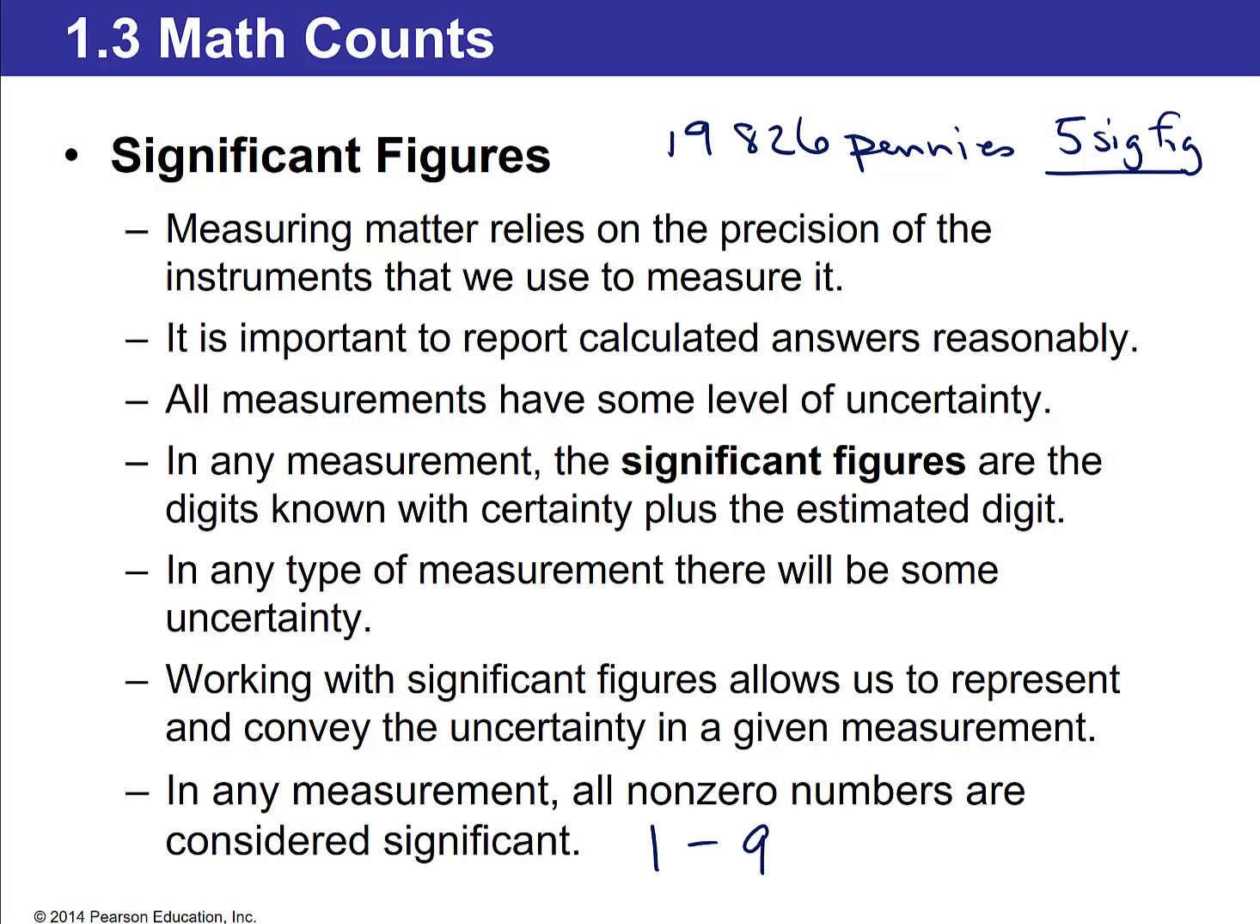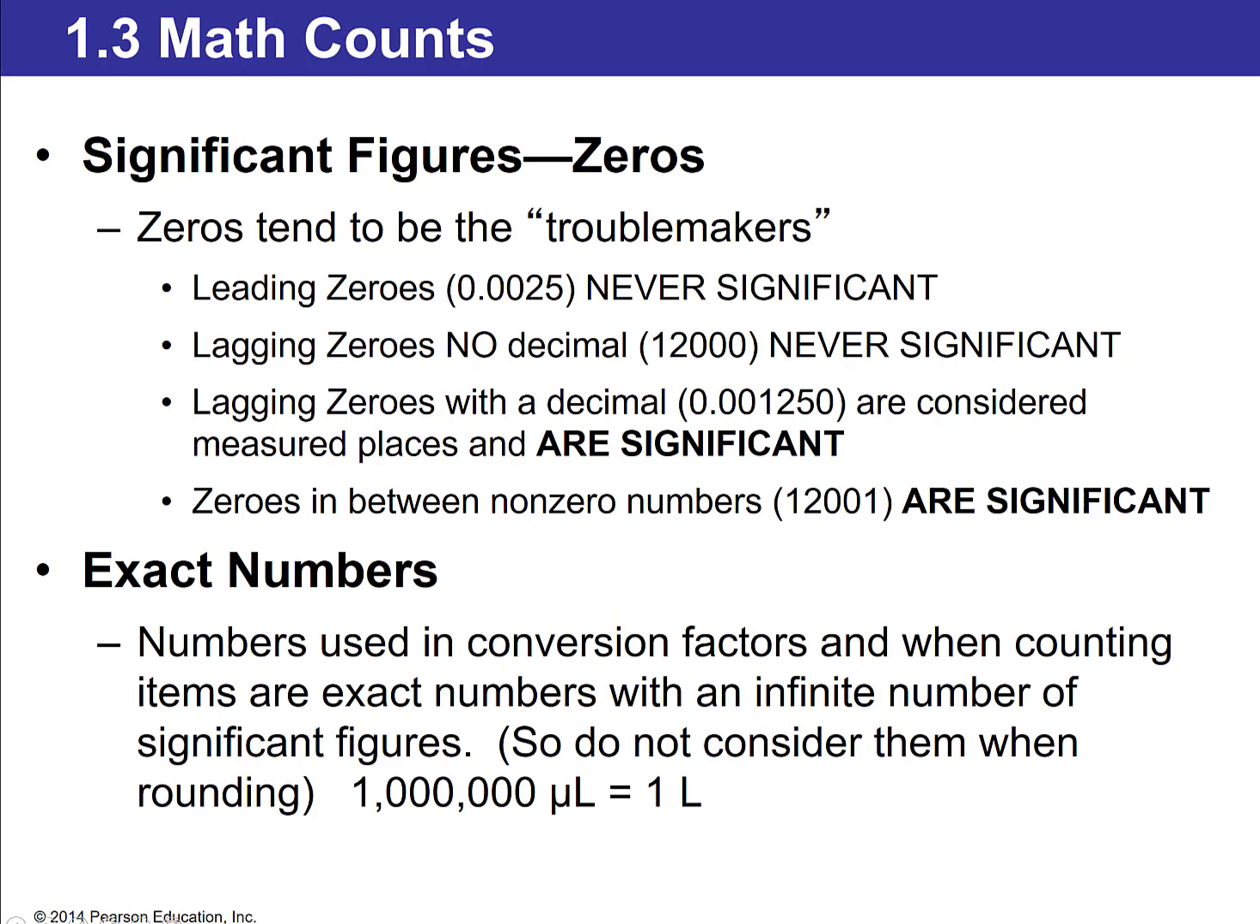So really, it's just the zeros. The zeros are the ones that always cause trouble. Is this a measured number? Is it not a measured number? I always say that zeros are the troublemakers. So they're the ones that you've really got to look at. Leading zeros are zeros out front. Leaders are always out front. So the leading zeros are never significant. All they're holding is the size.